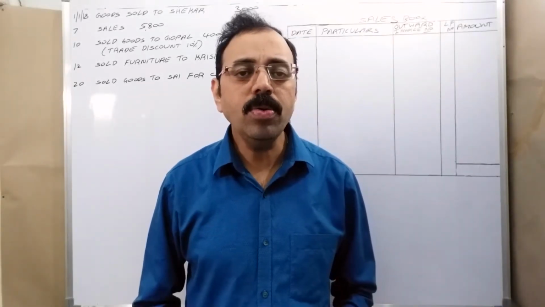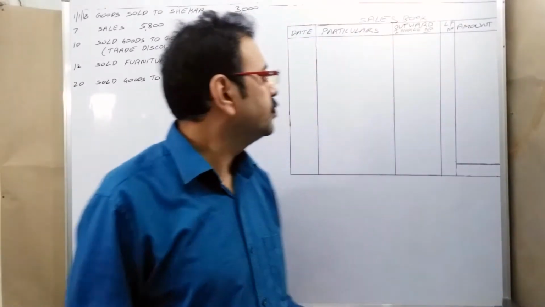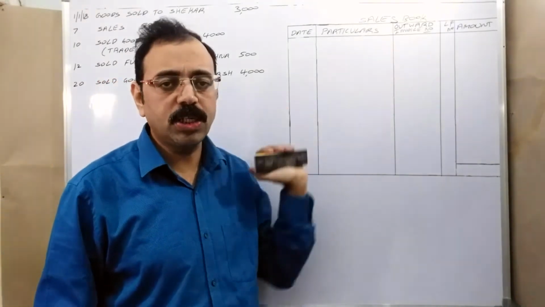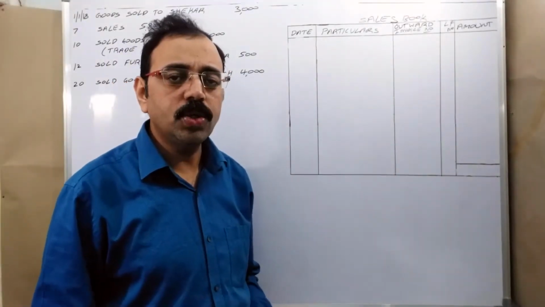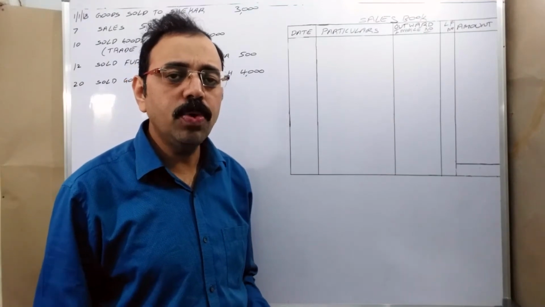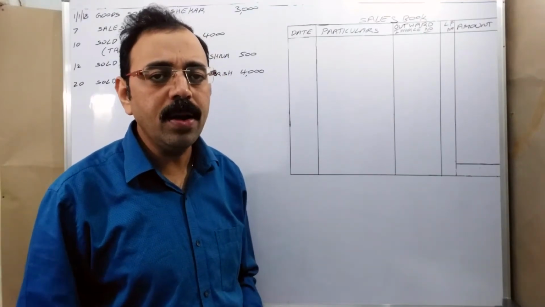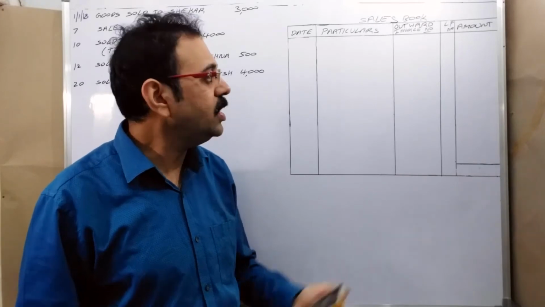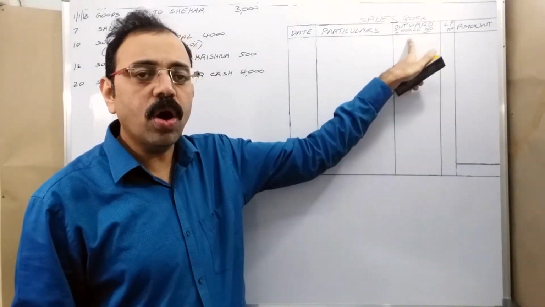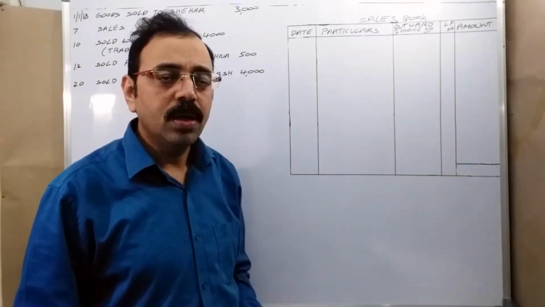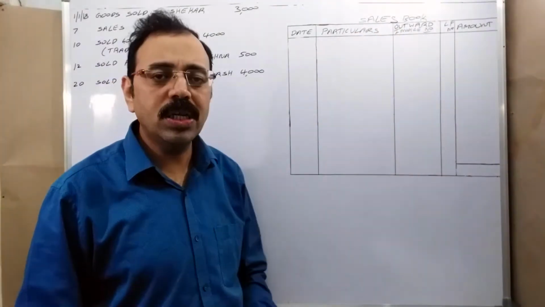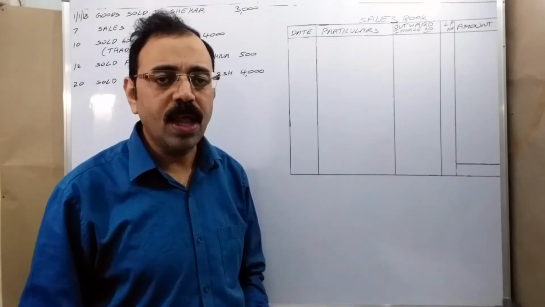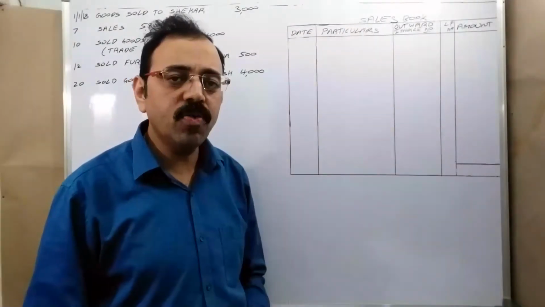Next problem is about sales book. See, this is the format of sales book. All columns are same. There is no difference between purchase book and sales book format except one column, that is outward invoice number column. In purchase book, we used to write inward invoice number column. Now, why are we writing outward invoice?